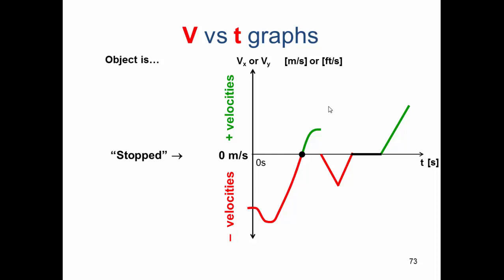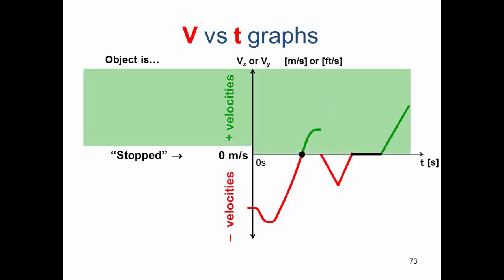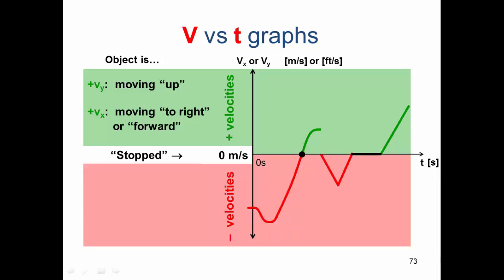So once again, the big idea here is that anything in the positive velocity zone, which is above the time axis, represents an object that is moving either up or forward, depending on if you're talking about your y direction or x direction. In the same sense, anything that is below the t-axis has a negative velocity. Of course, negative velocity means we're either moving downward if it's the y direction, or left or backward if we're talking about a horizontal x-axis.